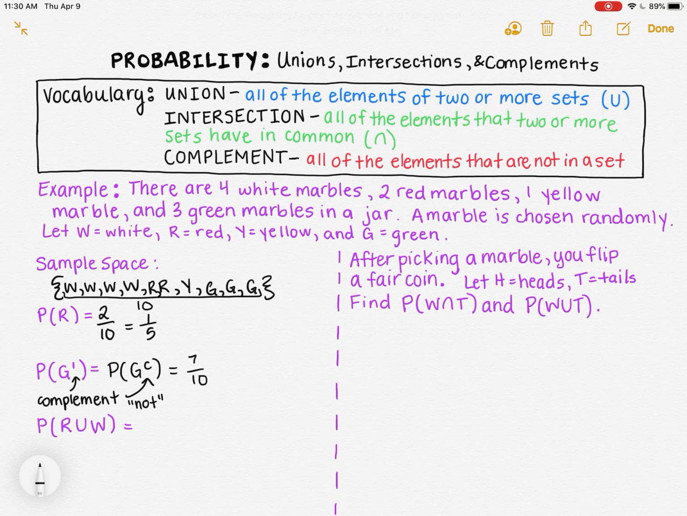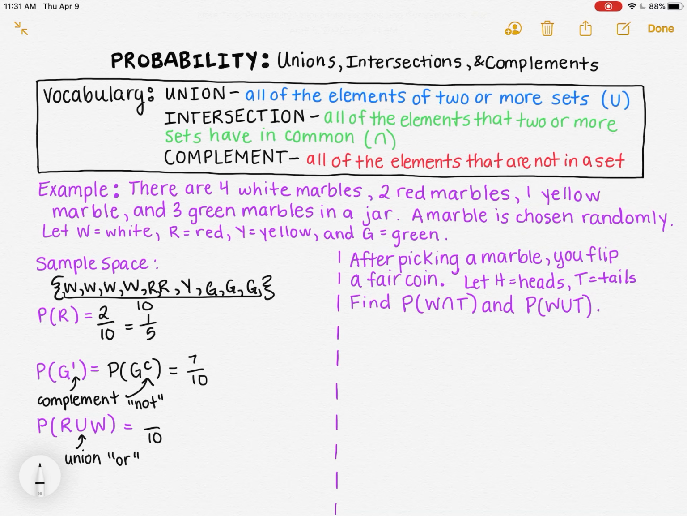The next one says P parentheses R U W. This might be new too. This U symbol stands for union, which is one of our vocab words. And the union is just saying all the elements in both of these events. So one way I think of the union is the word or. I want to know the probability of picking a red or picking a white. So if I reach in and pick a marble, I'm trying to figure out the probability that what I pull out is red or that what I pull out is white.